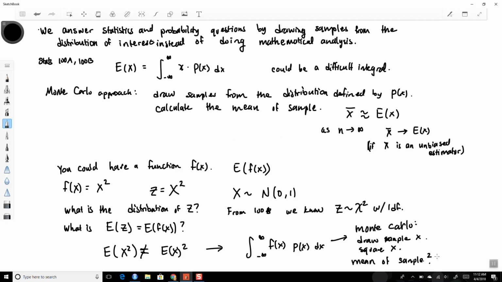And as your sample size increases, you will get closer and closer to the true value, right? And so this is kind of the Monte Carlo solution or Monte Carlo answer for answering these questions. Okay, so this requires that we have the ability to draw random samples from a specified distribution, okay?